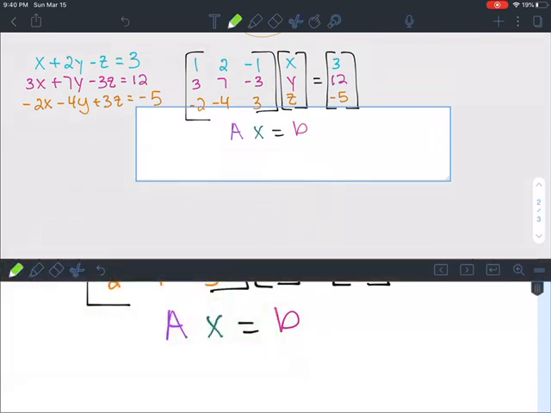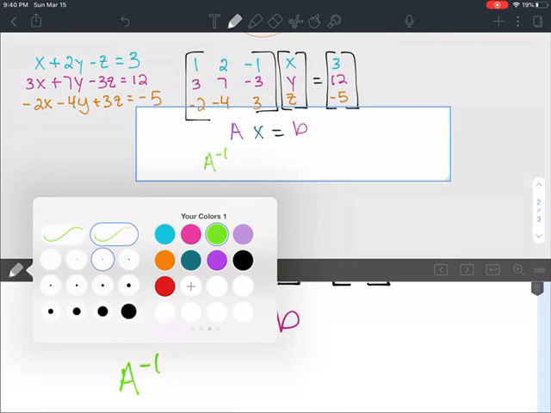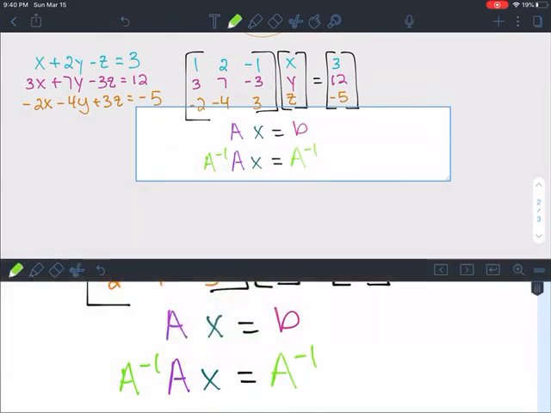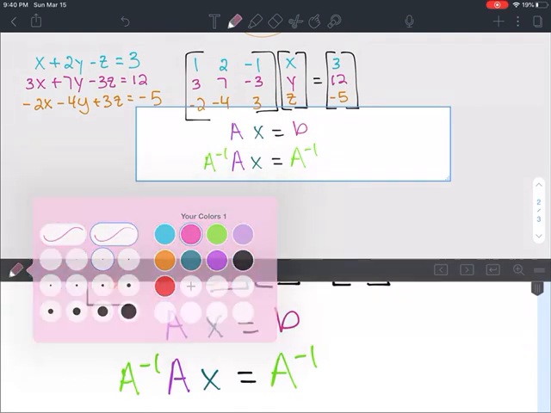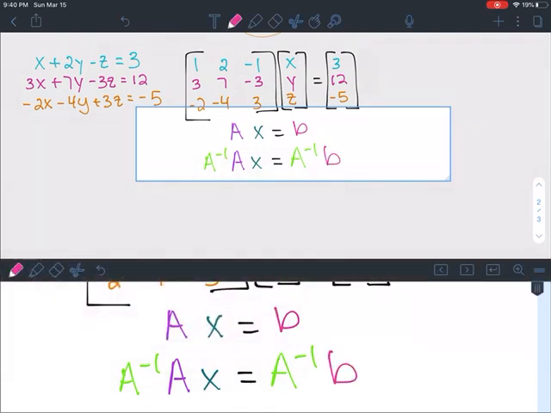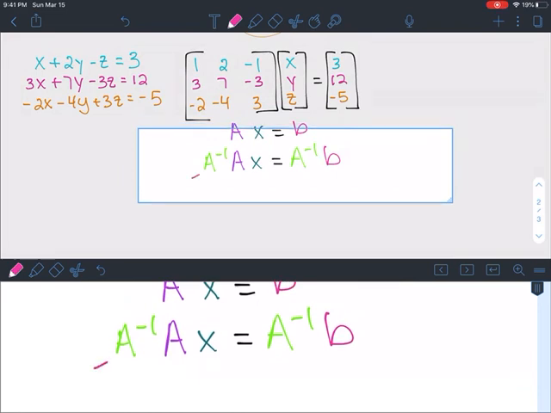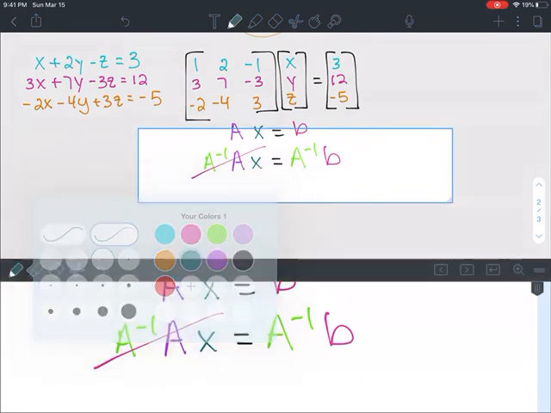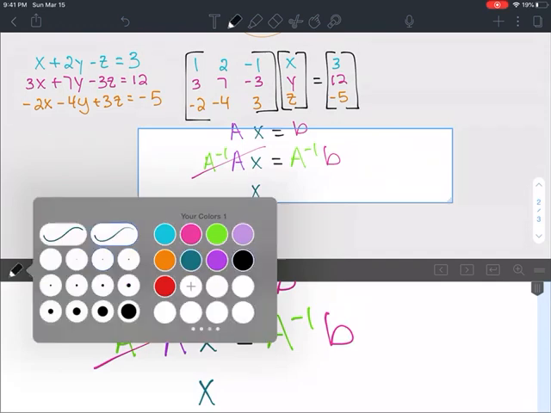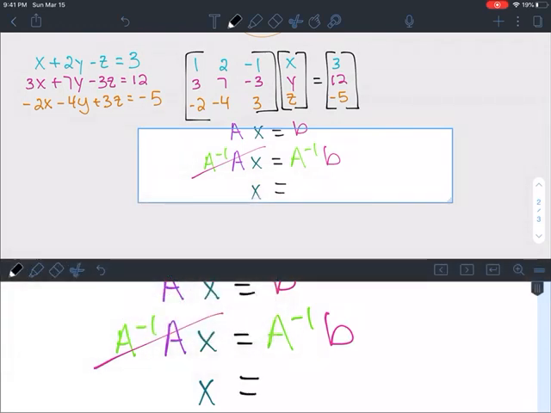So to get rid of A on both sides, we're going to multiply it by A inverse. So we have A inverse times A times X equals A inverse times my B. Beautiful. So on this left side, these guys are going to cancel. We're going to be left with X equals whatever my inverse A times B is. So let's figure out what that is.